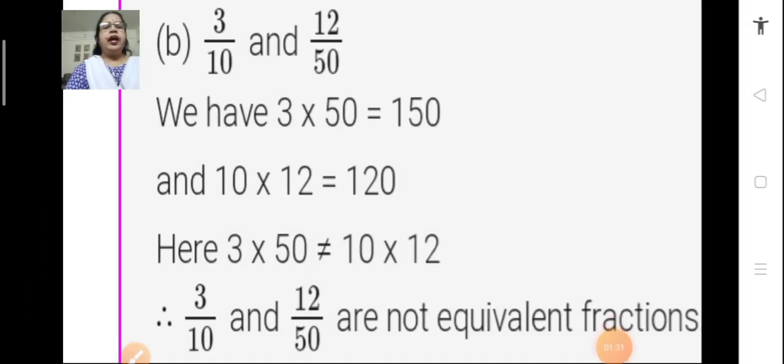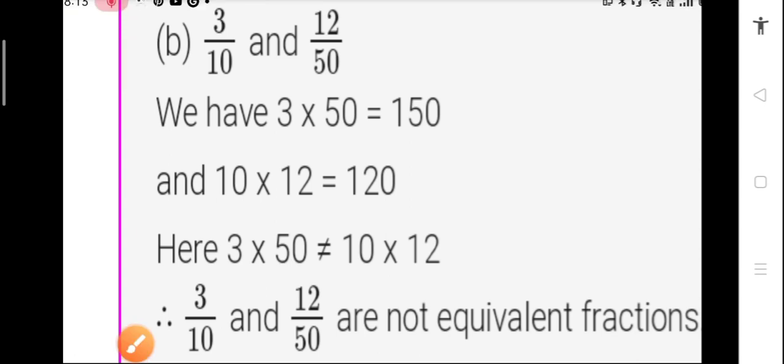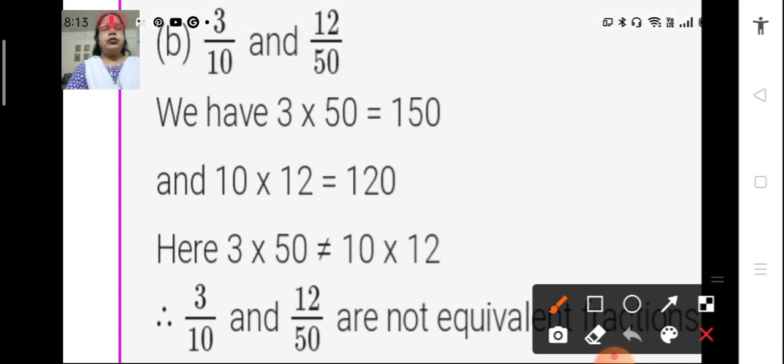3 upon 10 and 12 upon 50. Again, we find the product of the numerator of the first fraction and the denominator of the second fraction. And similarly, we find the product of the numerator of the second fraction and the denominator of the first fraction. This is called cross multiplication. And if the products are equal, then both the fractions are equivalent.